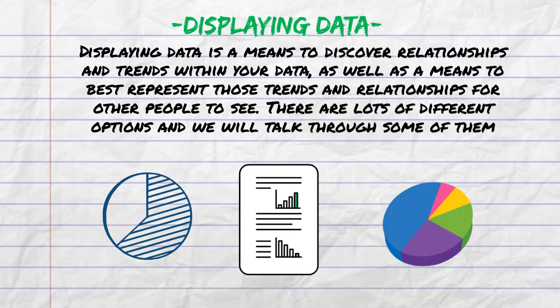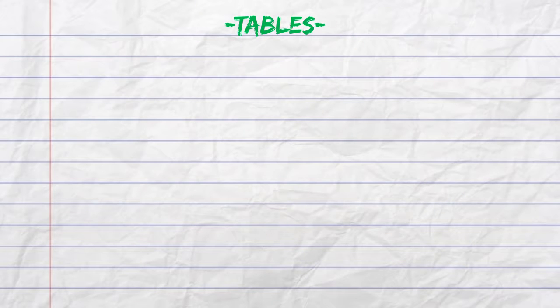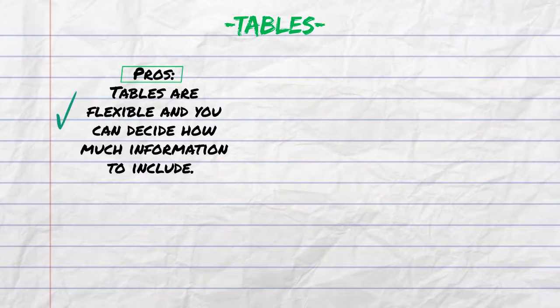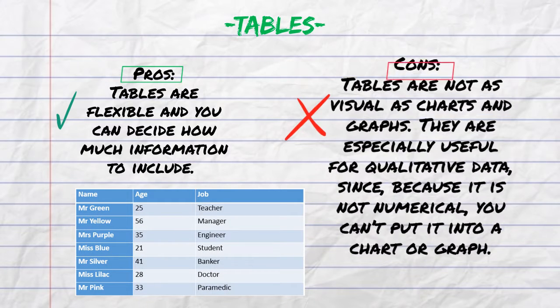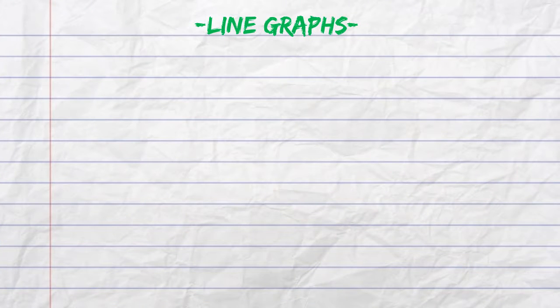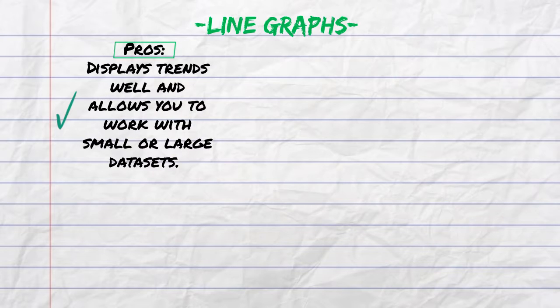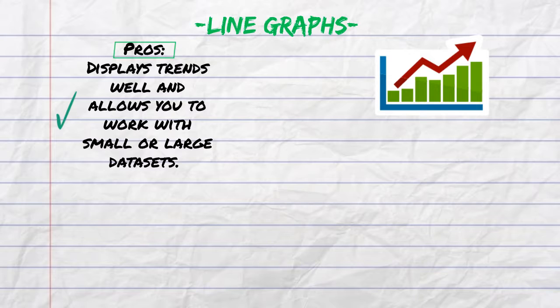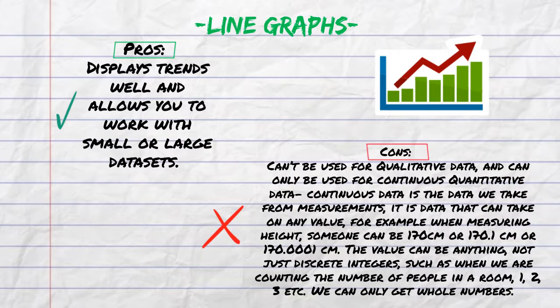There are lots of different options, and these are just a few. Firstly, tables. Pros. Tables are flexible and you can decide how much information to include. Cons. Tables are not as visual as charts and graphs. They're especially useful for qualitative data since, because it's not numerical, you can't put it into a chart or a graph. Secondly, line graphs. Pros. Displays trends well and allows you to work with small or large data sets. Cons. Can't be used for qualitative data and can only be used for continuous quantitative data.